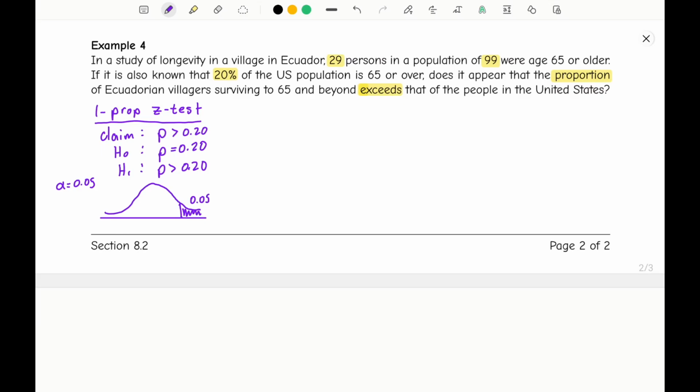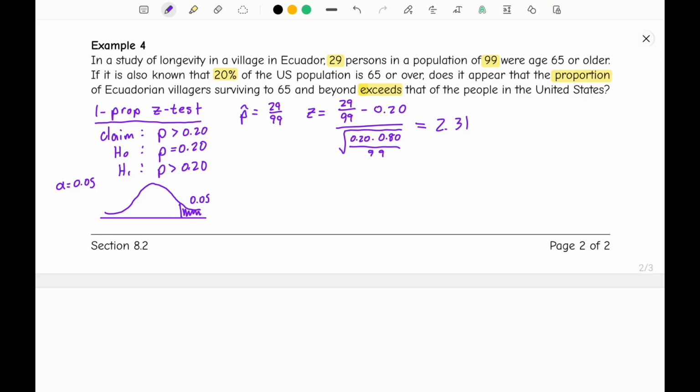Next, I need to calculate my test statistic, which means I need to know what p hat is first, which is 29 over 99. Then our test statistic is that number minus our null hypothesis, so 0.20, divided by the square root of 0.20 times 1 minus that, so 0.80, divided by n, which is 99. Plug that into our calculator, and we're getting 2.31.